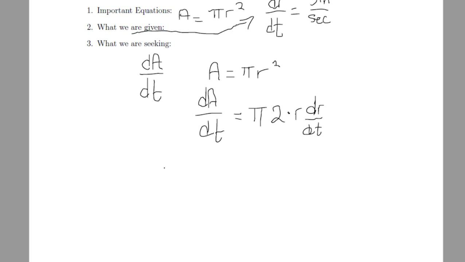So dA over dt equals, well, we found our radius, r, which was 36, so we'll get pi times 2 times 36. And then we also know our rate of change, since it was constant, it's 3 inches per second, so times 3. So we multiply all this together.